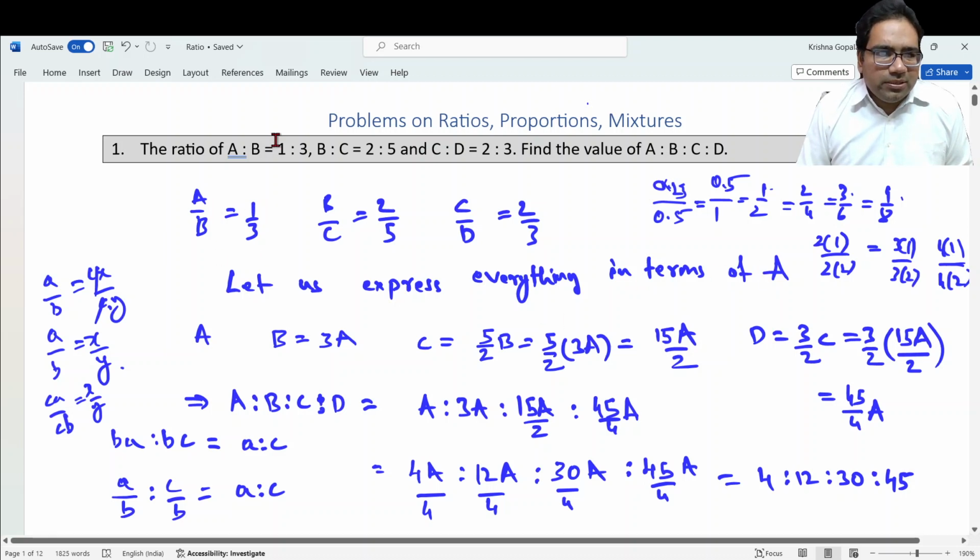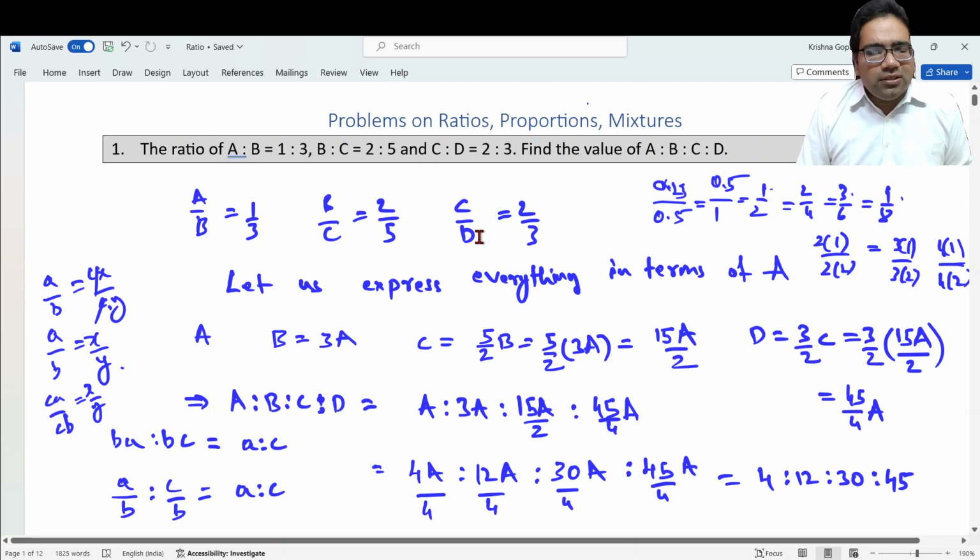A by B is equal to 1 by 3. What does that mean? B equal to 3 into A. B by C equal to 2 by 5. What does that mean? C equal to 5B by 2. Now B is equal to 3A, we already know. We will just substitute. 5 by 2 into 3A is equal to 15A by 2. So C also we know in terms of A.